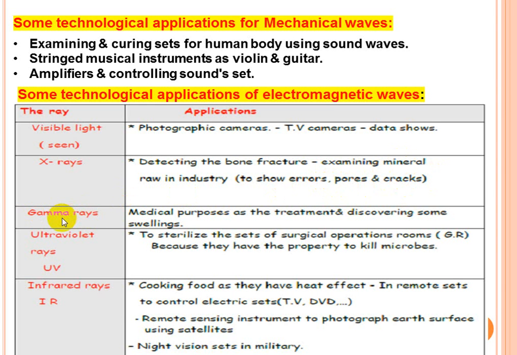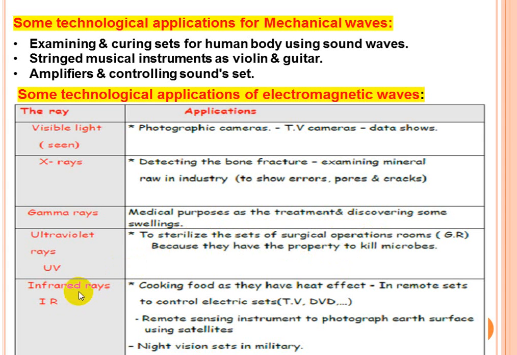The gamma ray is produced from some radioactive elements, which radiate unseen rays. Gamma rays are used for medical purposes in the treatment and discovery of some swellings or tumors. Ultraviolet rays are used to sterilize the sets of surgical operation rooms because they have the property to kill microbes. So they're used in sterilizing the tools and the surgical rooms.